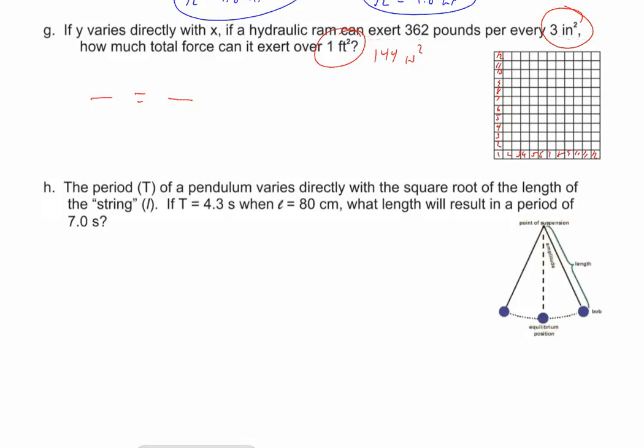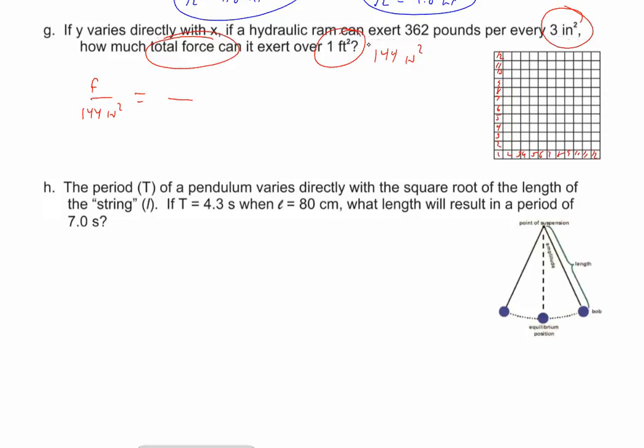Remember, you can write the proportion any way you want. So what's the question? How much total force can it exert over 144 square inches? Now look, if you want to go X and Y, knock yourself out, I'm just going to go F, because it's a force. You can do X and Y, have fun. It's not a big deal. But here's the point. The force I'm looking for goes with what? It goes with the 144 inches squared. And I just always make them the same fraction.